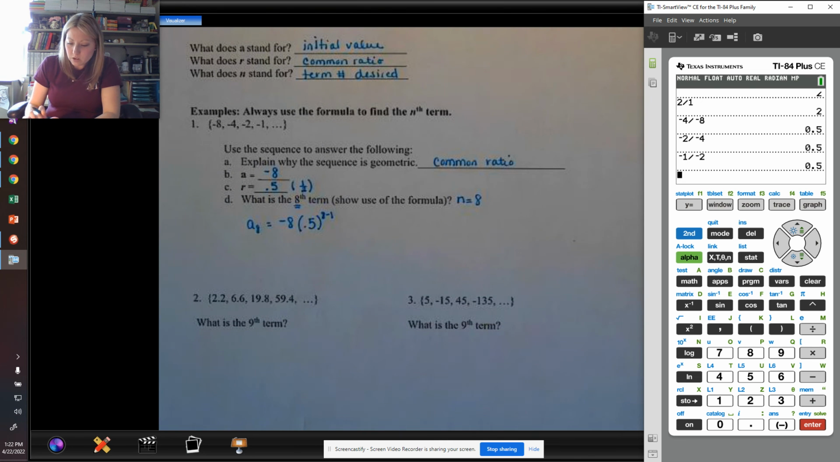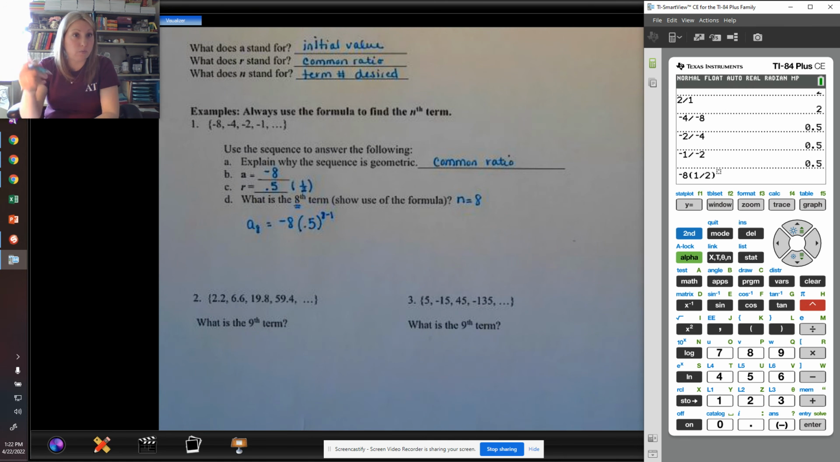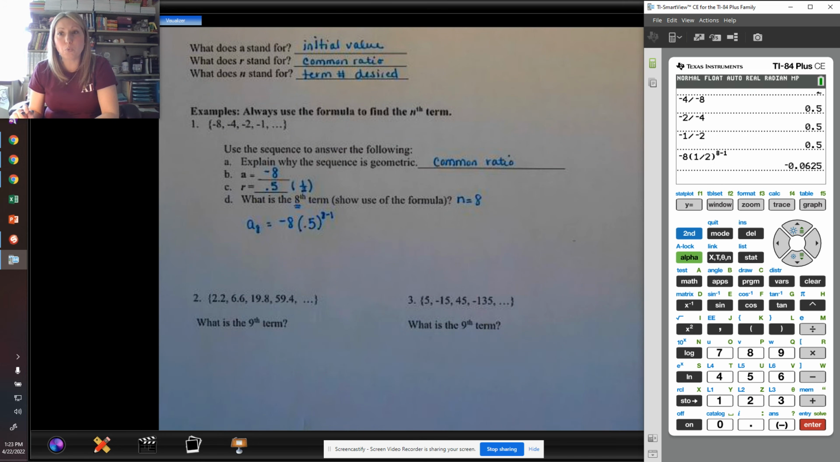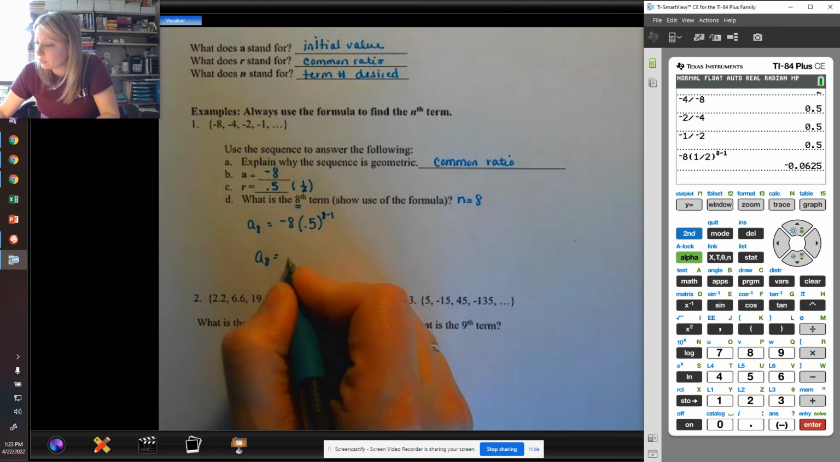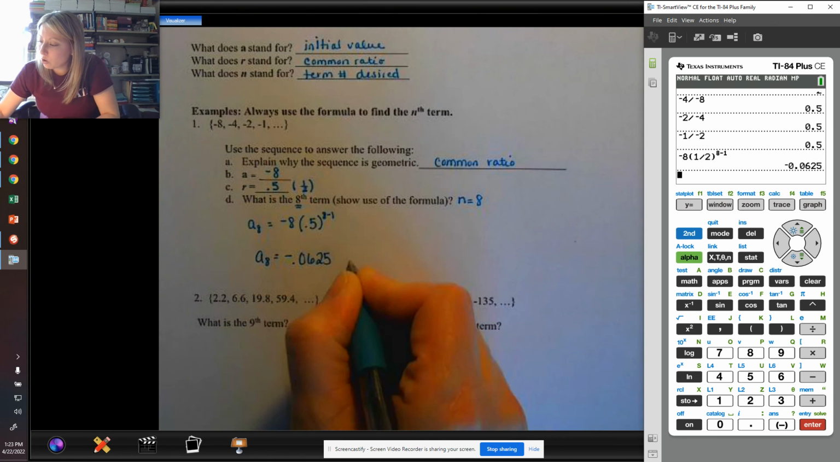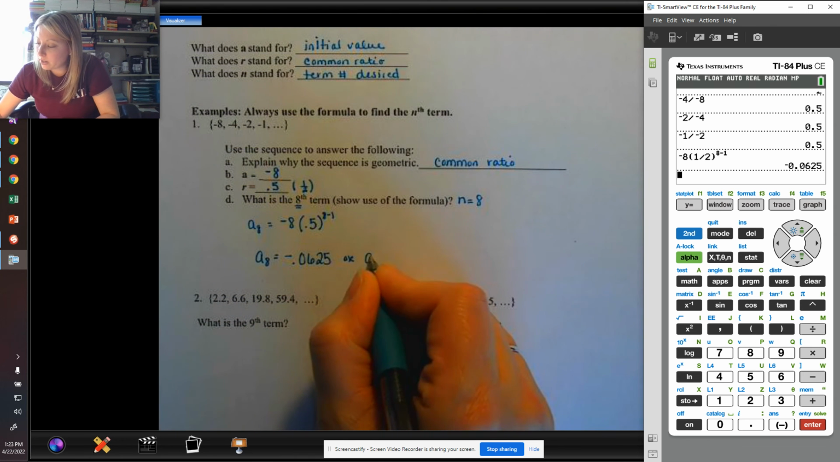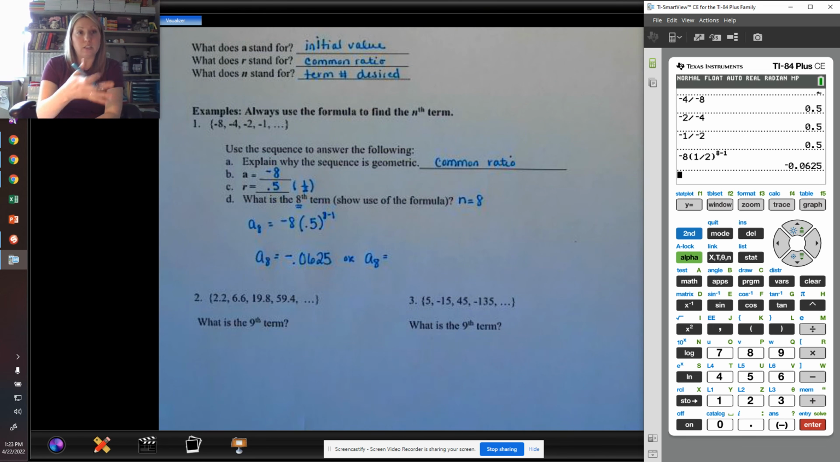So -8 times 1/2, or 0.5. We said either of those would be okay. Raised to the 8 minus 1 power, which you know is 7. And this is what I get. If you want to represent a subscript 8 as a decimal, please by all means. Or you may represent it as a fraction because the sequence really didn't determine for me which to represent.